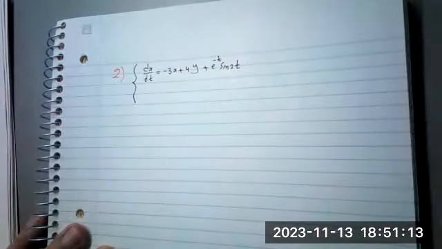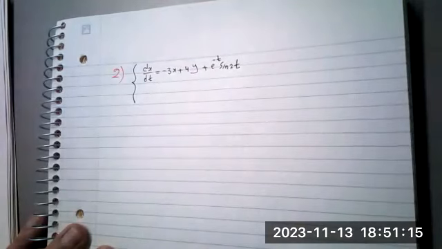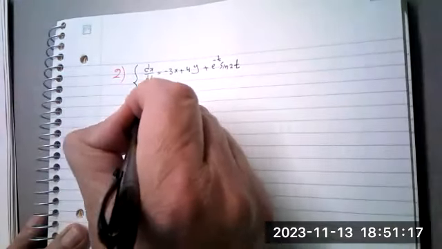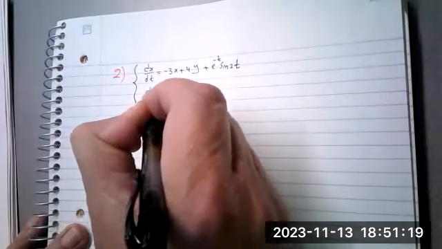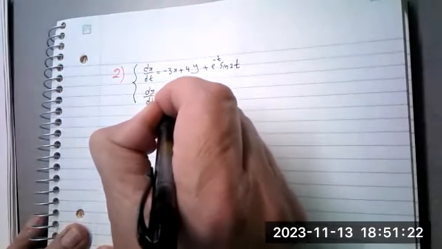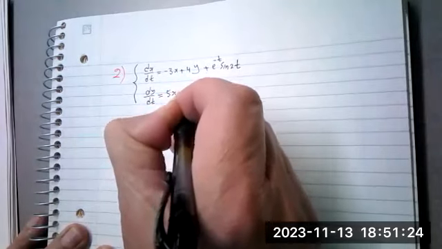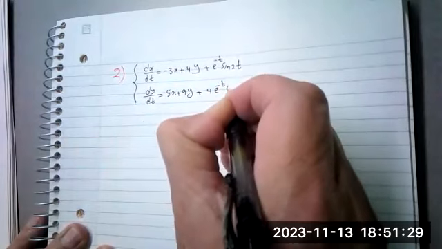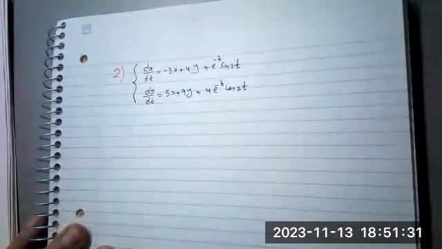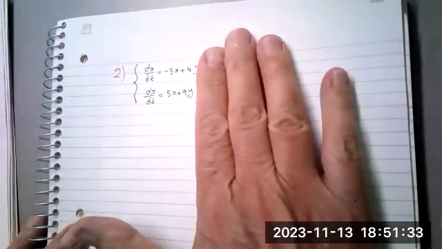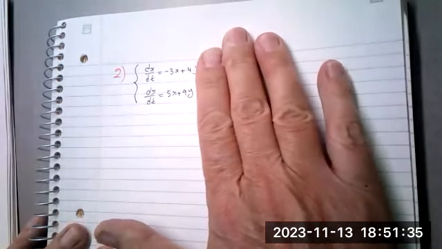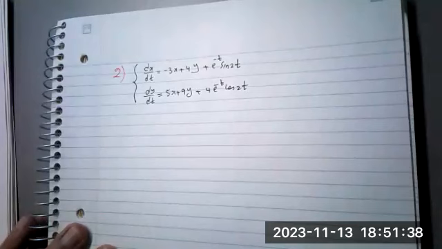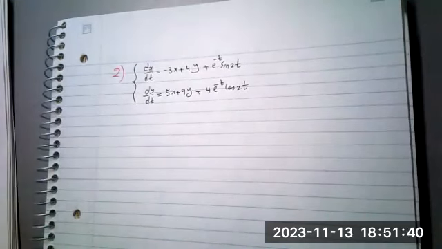You see, I have an extra term. And the second one, you have dy/dt equal to 5x plus 9y plus 4e to the negative t cosine of 2t. So you see this part is homogeneous, but you have to introduce a new vector for the non-homogeneous part. It's the one we called R of X, G of X, remember, previously.